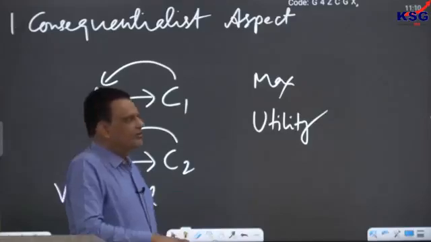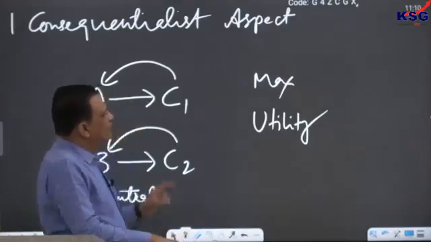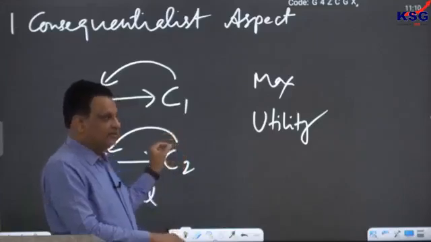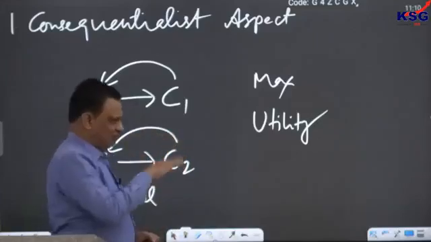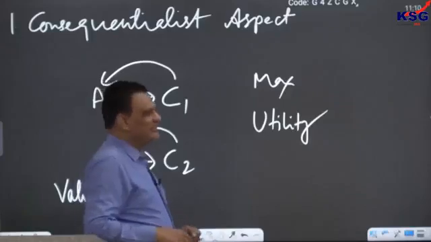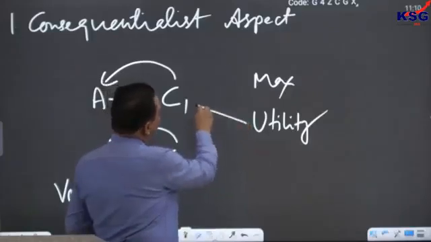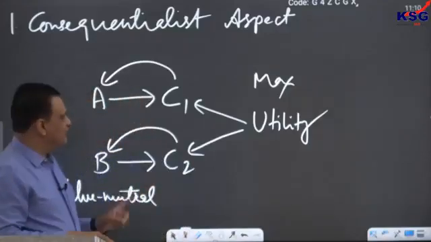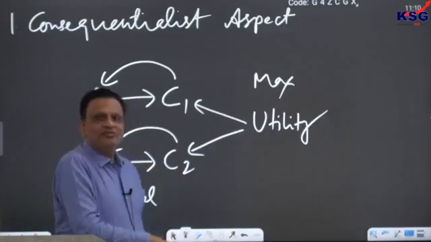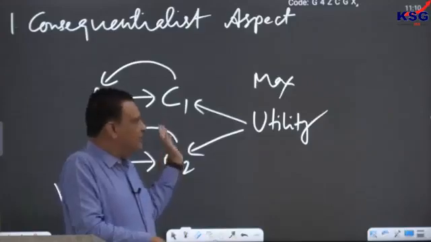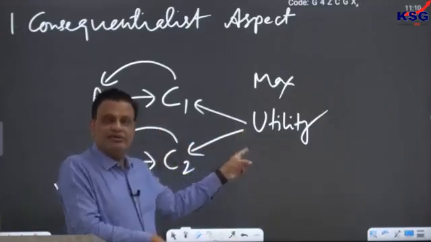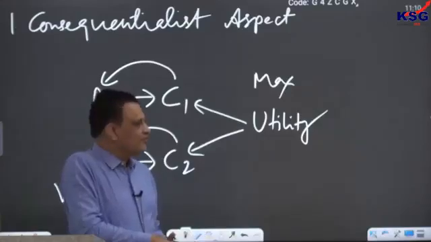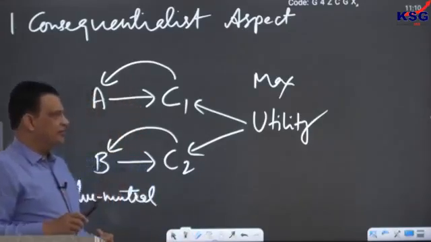So this is what he will say. That action will be the right action which produces the maximum utility. So, in his language, C1 is the utility of A and C2 is the utility of B. And it is from this term utility that the theory has got its name, utilitarianism. So, this is what perhaps Bentham will say.